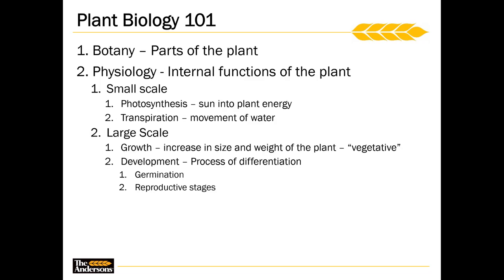So now to get into the nitty-gritty of what we want to talk about today. First, we're going to start with botany. Like I said at the beginning, the study of botany focuses on the parts of the plant, while physiology is going to focus on the internal functions. In its most basic form, crop physiology focuses on photosynthesis and transpiration. And on a much larger scale, it's going to impact the vegetative growth of the plant and the development of the crop in the season from germination all the way to harvest.